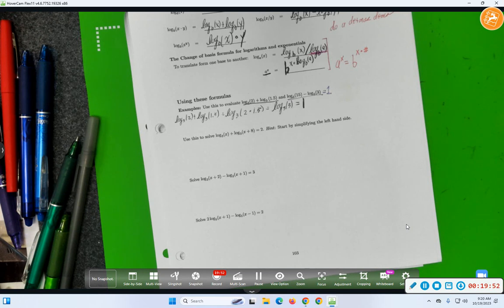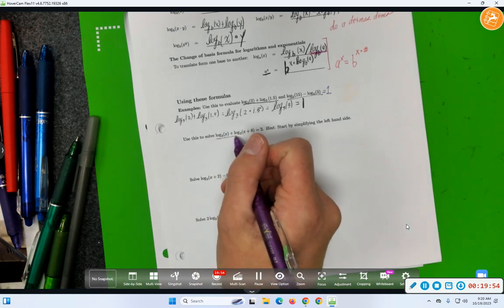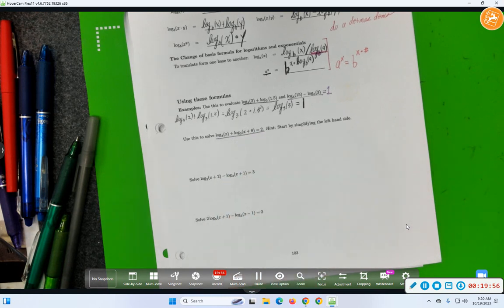Let's see that in practice. Let's try to solve this equation: log base 3 of x plus log base 3 of x plus 8 equals 2. Maybe here's the first move I'll propose. I see two different logs with the same base added together. Instead, I could write them as a single log with a product in the middle.